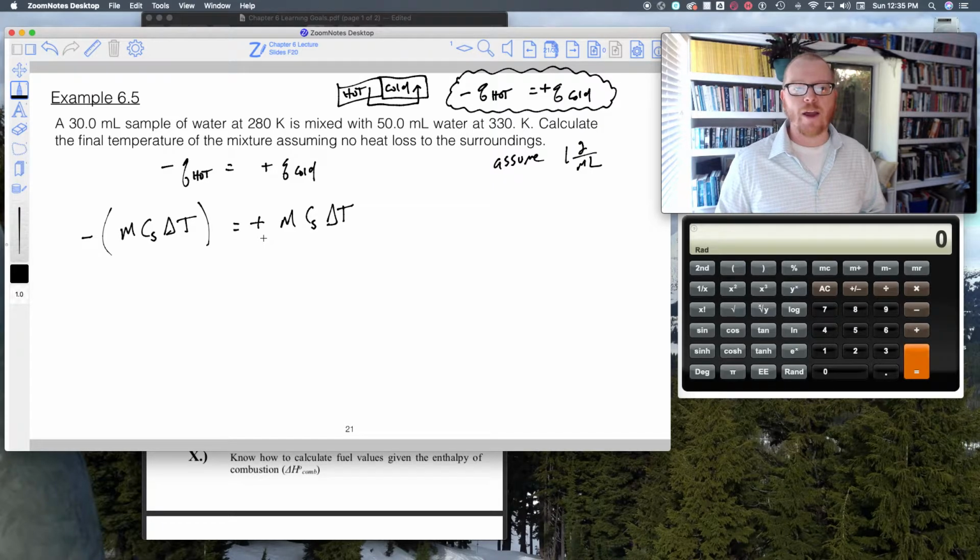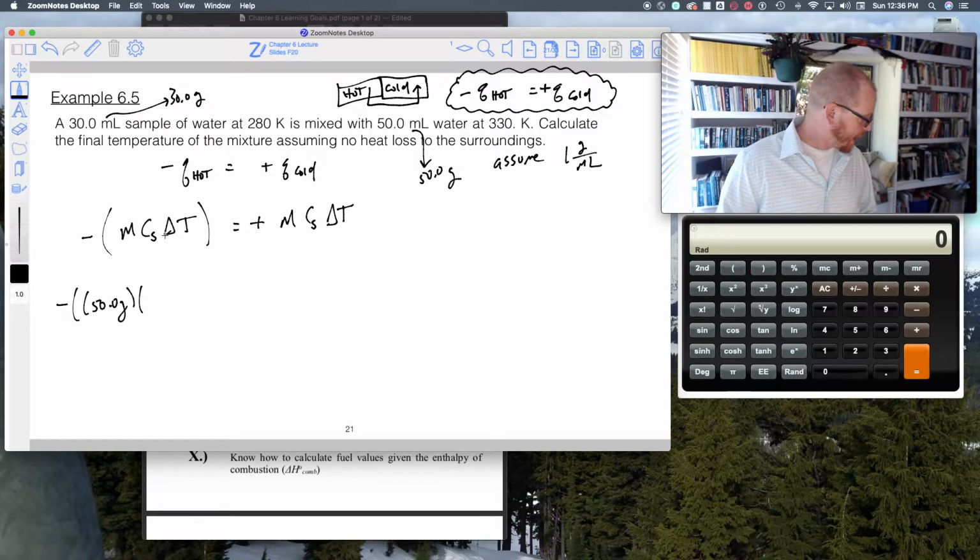Now if I start plugging away here and recognizing I'm assuming 1 gram per milliliter, I'm just going to replace this 30 milliliters with 30.0 grams, and this 50 milliliters is going to become 50.0 grams, okay? So let's see here. The 50 grams was the hot stuff, so we're going to plug and chug away. I'm going to say 50.0 grams.